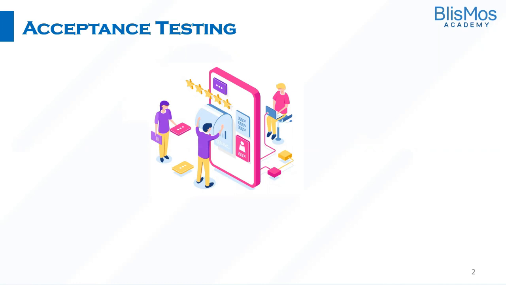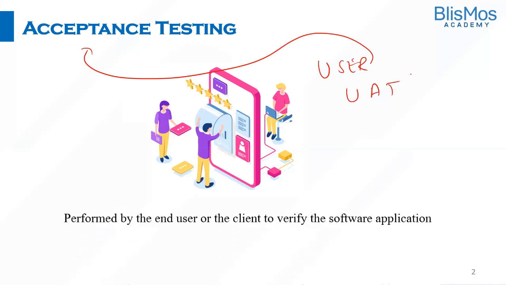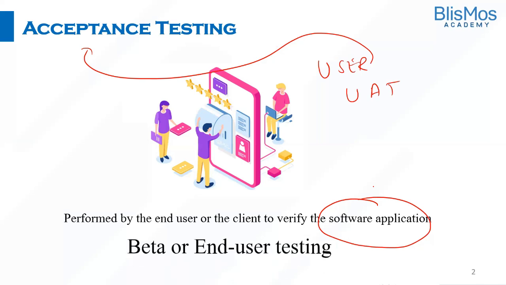We have to make sure that the product we have built and tested is handed over to the customers so that they can start using the system. But before we do that, we'll perform the acceptance testing. It is also called as user acceptance testing, that is UAT. So acceptance testing is performed by the end user or the client to verify the software application before it is deployed in production. It is also called as beta or end user testing.